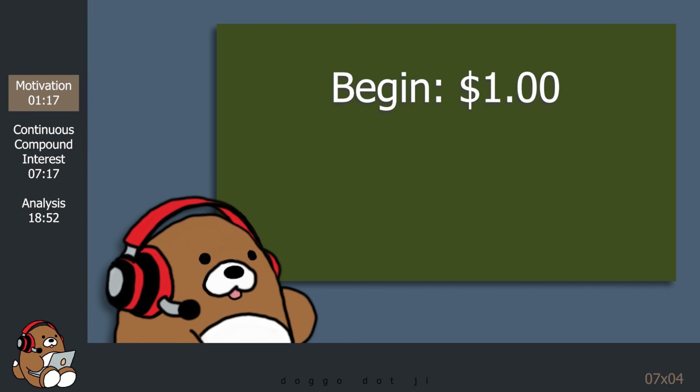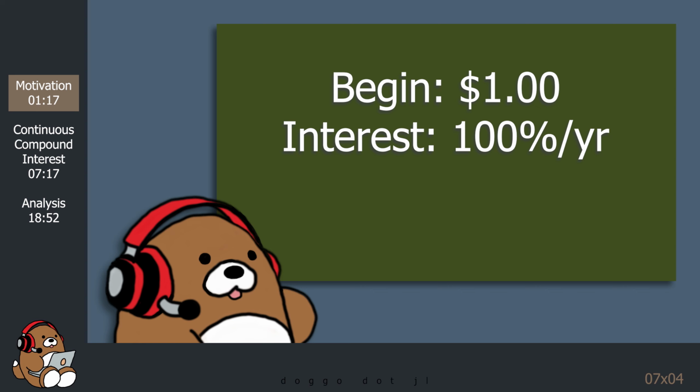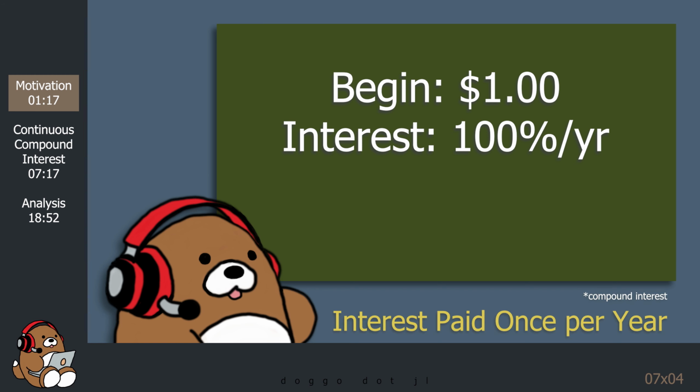Imagine that you deposit $1 into a bank account, or whatever your local currency is, and imagine that this bank pays 100% interest per year on your deposit. So, if the bank pays interest once per year, then your account balance at the end of 1 year will be $2, since you have $1 from your original deposit, plus $1 more for the interest payment.